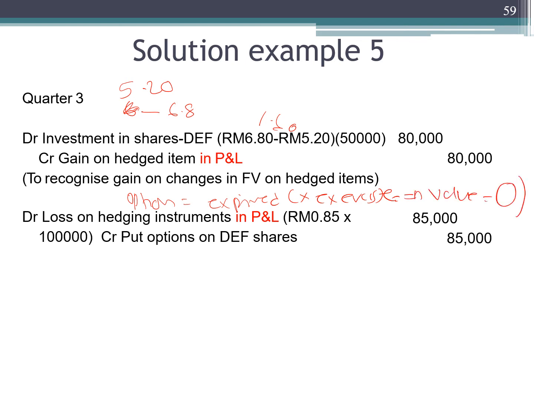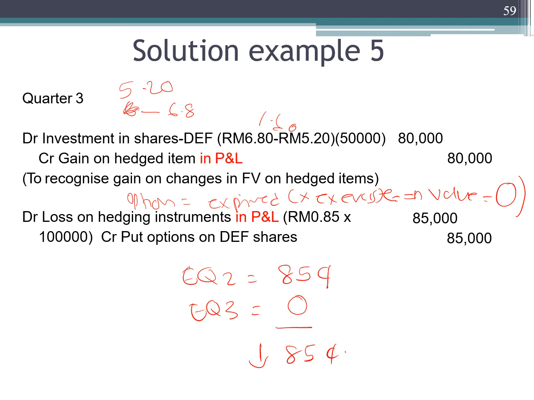So when the value is equal to 0, the previous value at the end of quarter 2, the value of your option here, is 85 cents. When it comes to the end of quarter 3, because you don't exercise here, the value becomes 0. So you're going to have a loss of 85 cents. So debit loss on the hedge instrument and then credit your put options here.